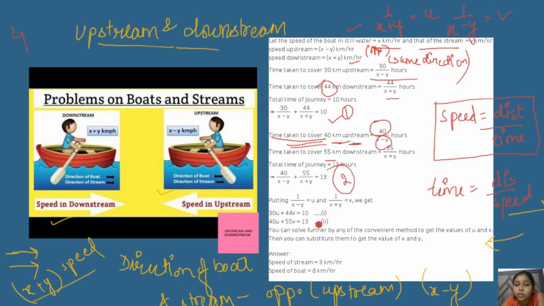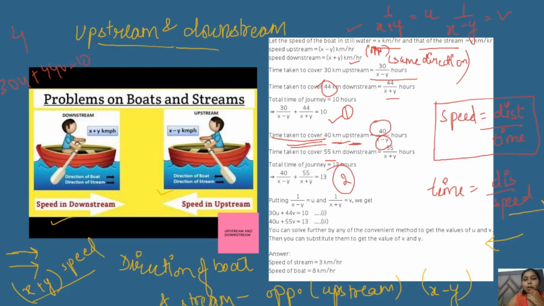So we will just put these in, and we will be getting 30u plus 44v equals 10, right? And 40u plus 55v equals, let's just have a look, I guess 13 it was. Yes, 40u plus 55v equals 13. So these are the equations.